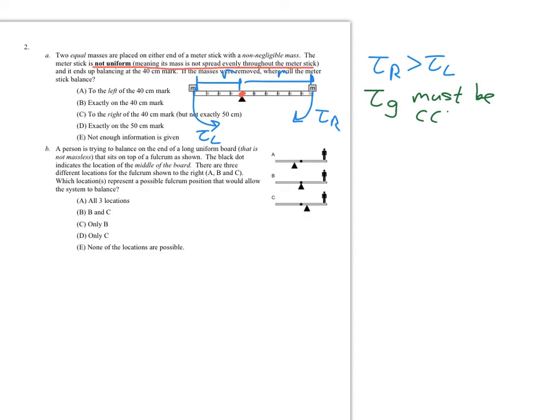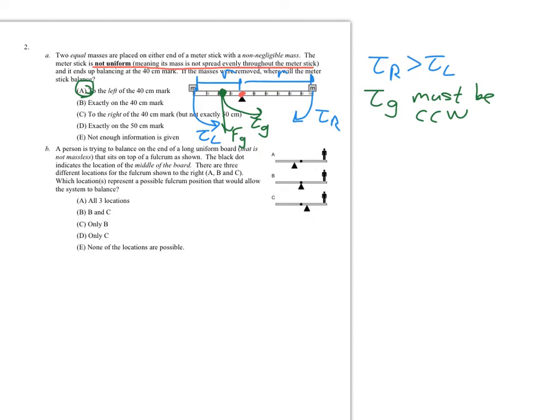In order for that torque from gravity to be counterclockwise, it needs to pull down on the meter stick over here. Now exactly where it pulls we don't know, but it does need to create a downward force here to create that counterclockwise torque from gravity, which means, knowing that the force of gravity acts where the center of mass of the meter stick is, the center of mass must be here to the left of the 40 centimeter mark.